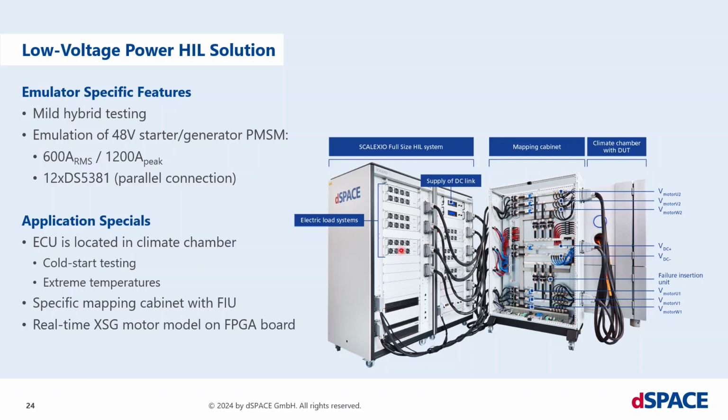You see these 12 low voltage load modules here, 1, 2, 3, 4, 5, 6, and another 6 here in the second cabinet. You also see our Scalexio units, the brain of the system where the real-time models are running, and low voltage power supply units. The customer in that case asked for a failure insertion unit, for example, connecting one of the machine phases hard to one of the battery poles, the minus pole for example. So we also customized this cabinet for the failure insertion unit, and the customer in that case also asked for a climate chamber.